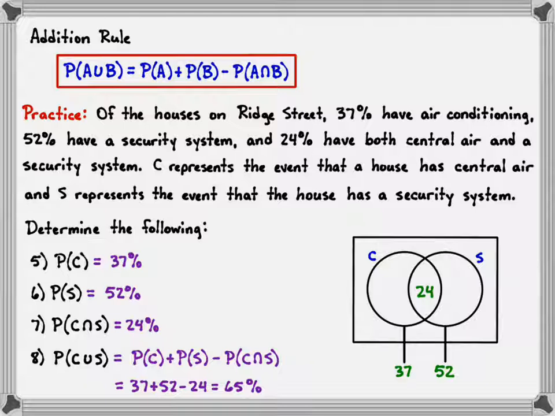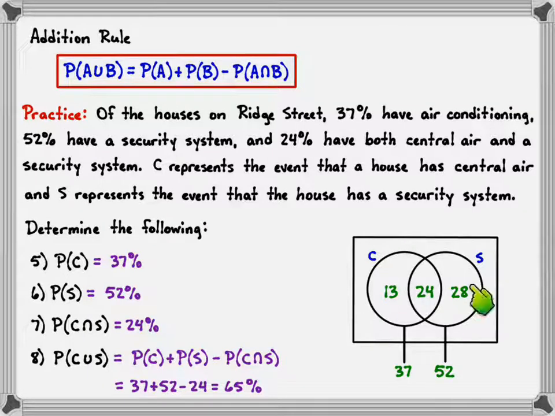Now, how can I figure out the rest of this Venn diagram? Well, what I notice is that the 37 is the total of C, and this part is part of C. So how do I figure out the rest of the air conditioners? Well, I would just subtract those. 37 minus 24 is 13. And I would do the same thing on this side. The total security system is 52, so this is just subtracting the 52 minus the 24, which is 28.